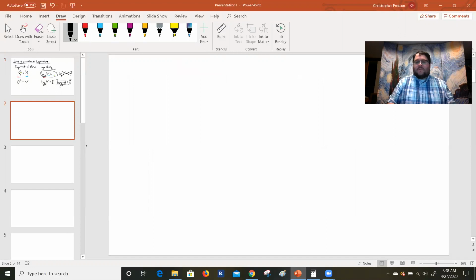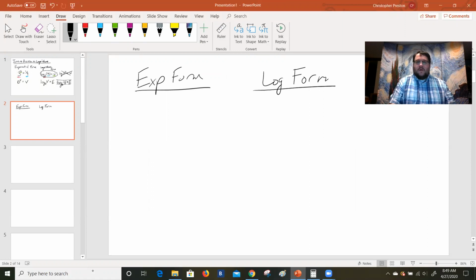So the first few problems you're probably going to do, they're going to give you this in one format and you're going to convert it to the other format. So they may give it in the exponential form and you have to go to the log form, or start with the log form, go to the exponential form.